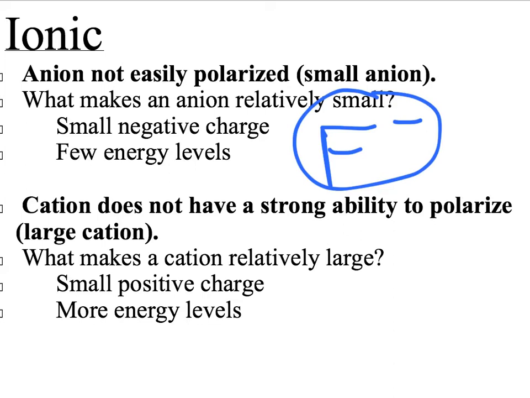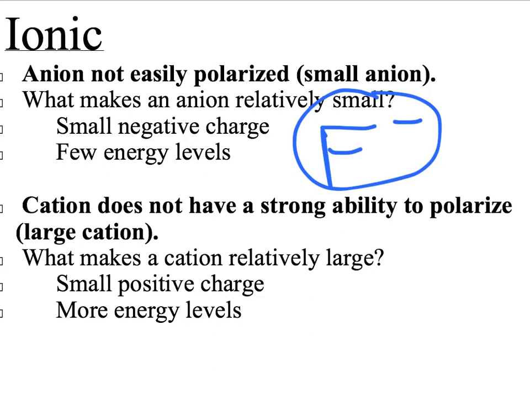All right, on the other side of the coin, we want a cation that can't polarize that anion very well, that does not pull very hard on the electrons from the anion. So a relatively large cation would not be able to pull very hard. If we recall, what makes the cation large to begin with? Well, it's large because it's not holding its electrons very tightly. So a small positive charge or a lot of energy levels would make that happen.